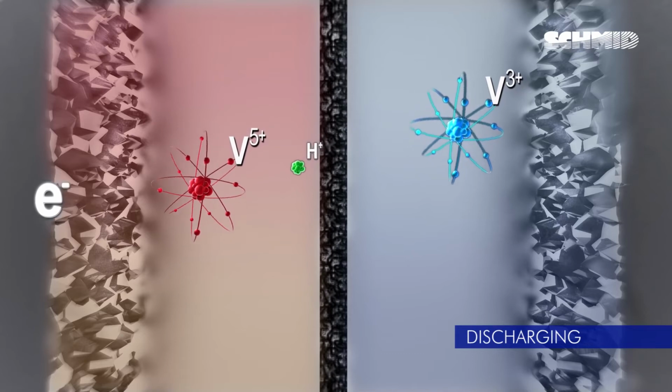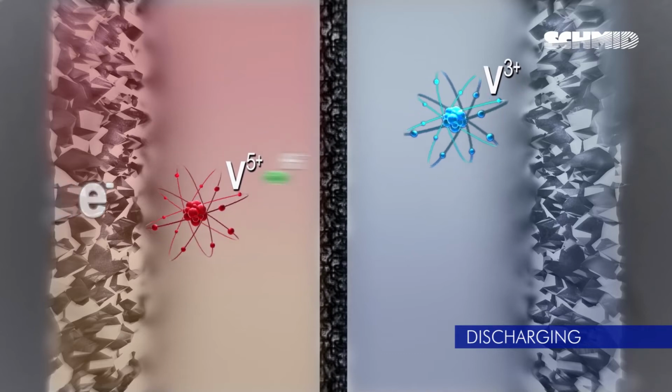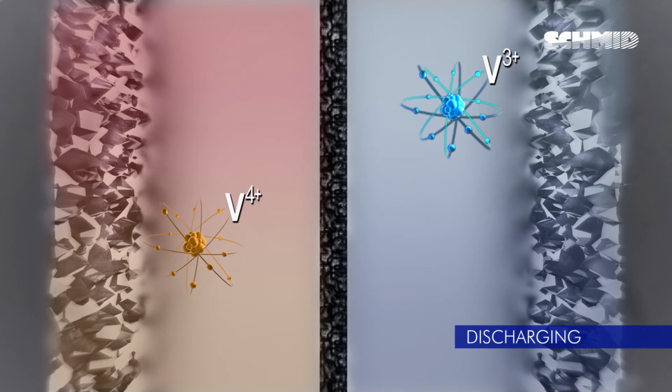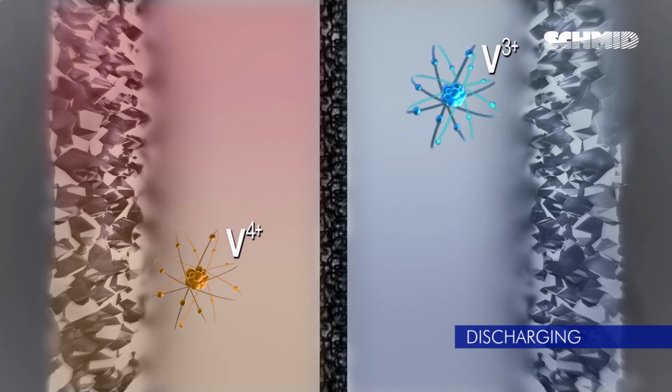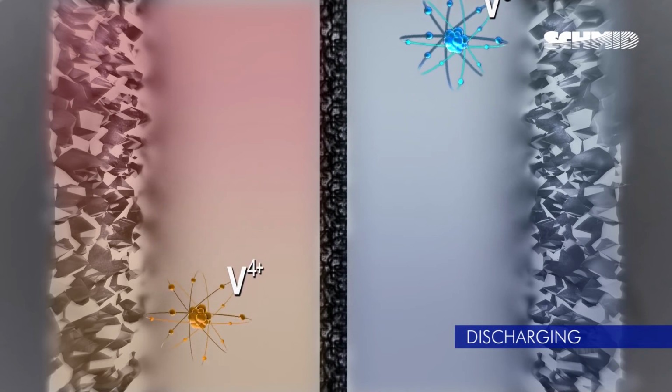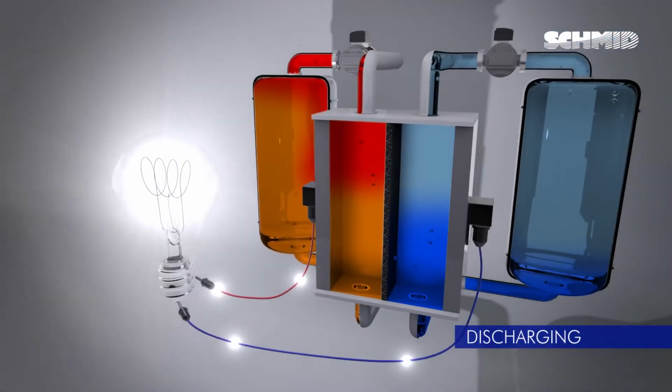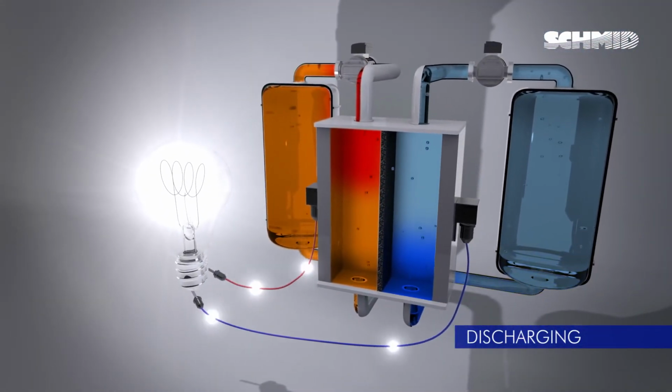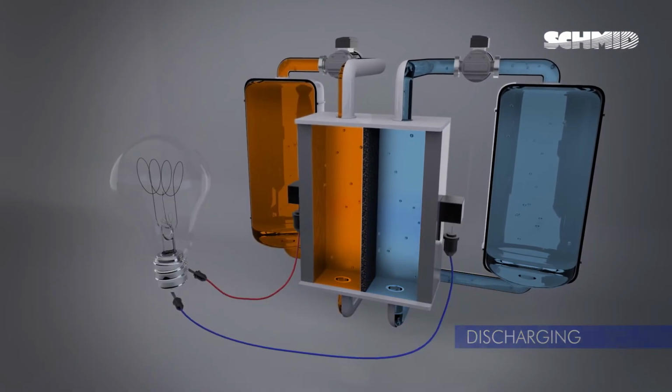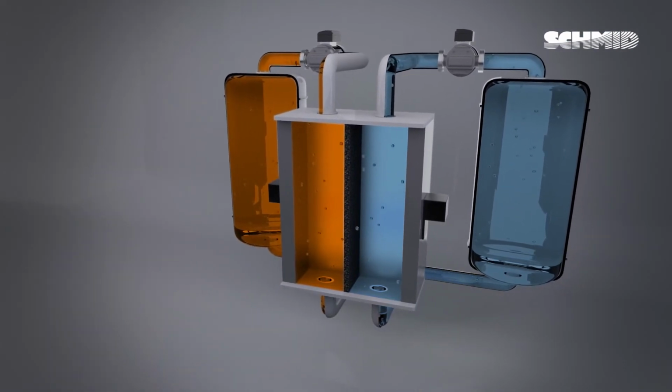Vanadium-5 is reduced by an electron under consumption of a hydronium ion. The electrolytes leave the cell in their discharged states in the form of vanadium-3 and vanadium-4. The vanadium redox flow battery delivers electrical power until the electrolytes within the two tanks are completely discharged.